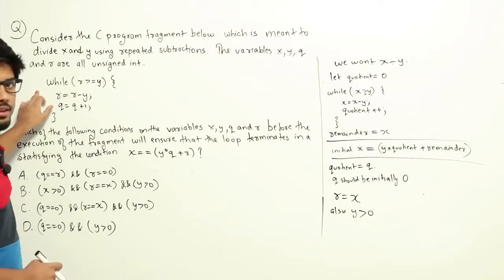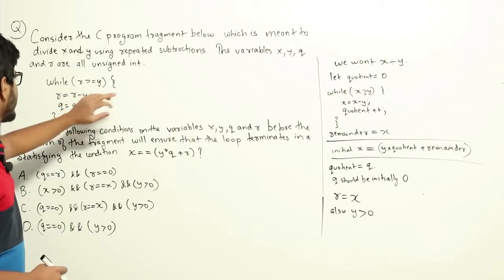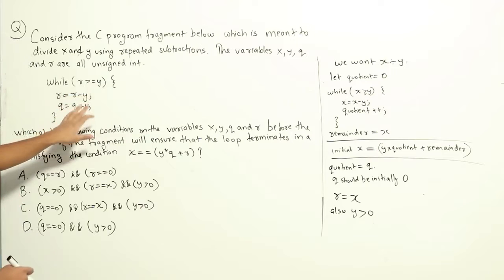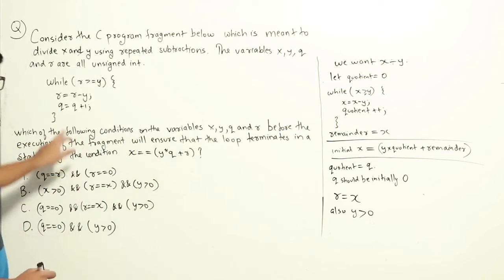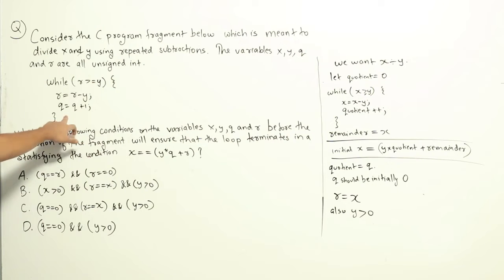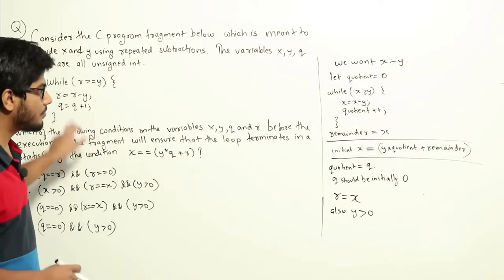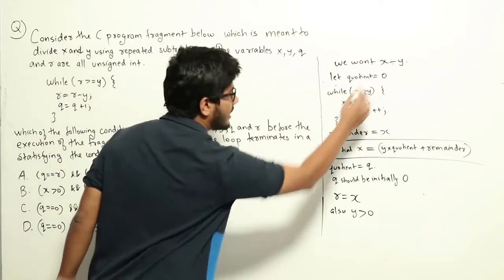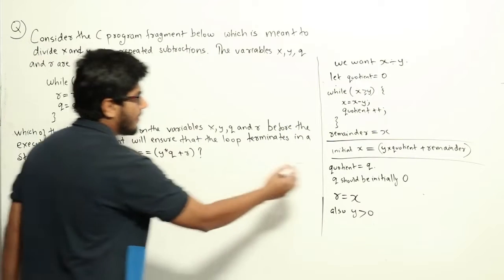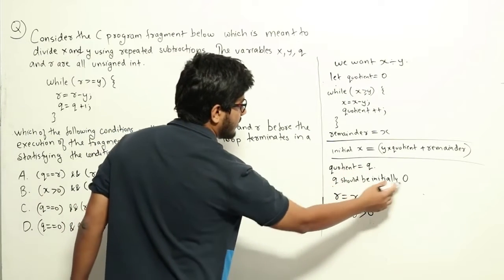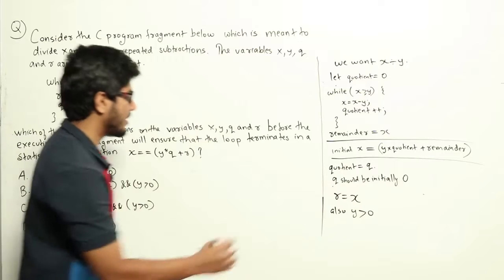If you look here, while r is greater than or equal to y, r equal to r minus y, q equal to q plus 1. So when you compare it with the code I have written, you can clearly say that q is the quotient here. That's what we are adding each time. Now the condition for the quotient was that initially it should be equal to 0, only then the right value will be stored in the quotient. So quotient is q, and q should be initially 0. That is one condition.